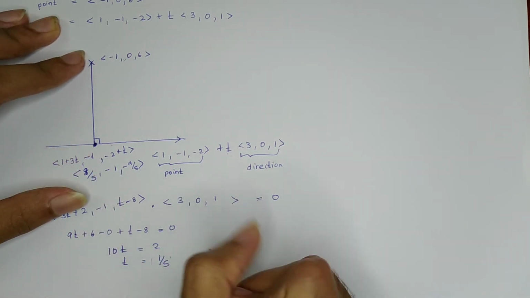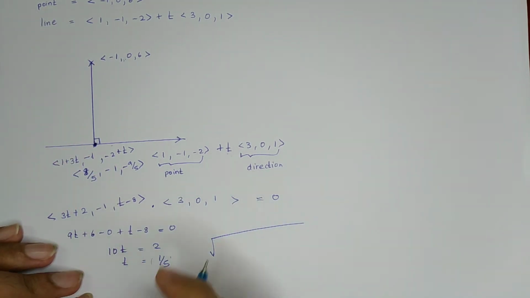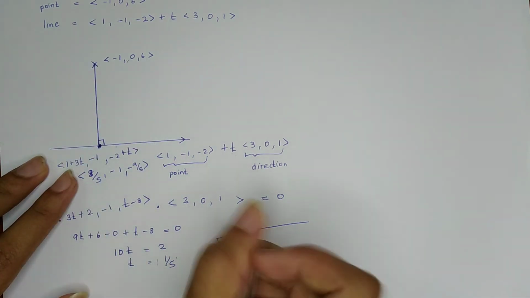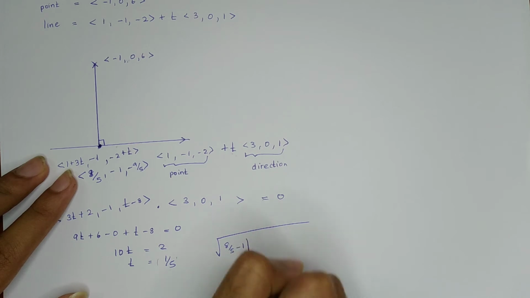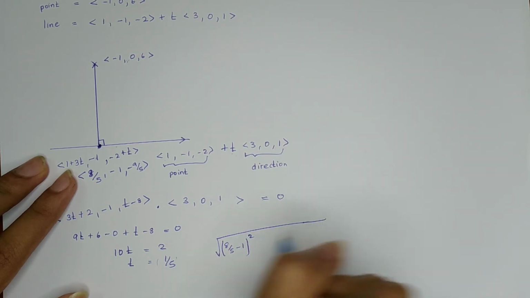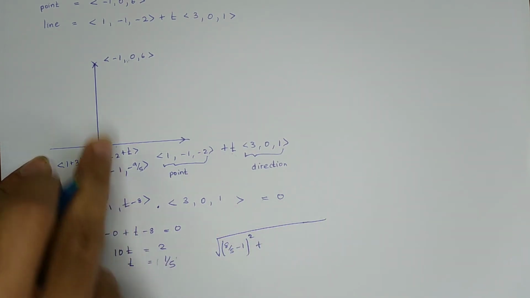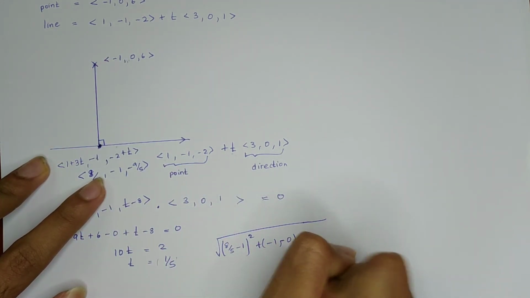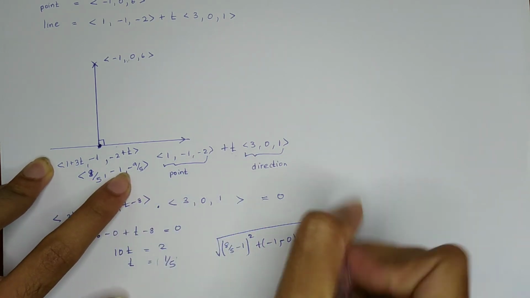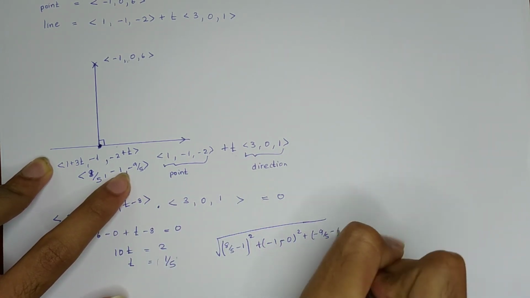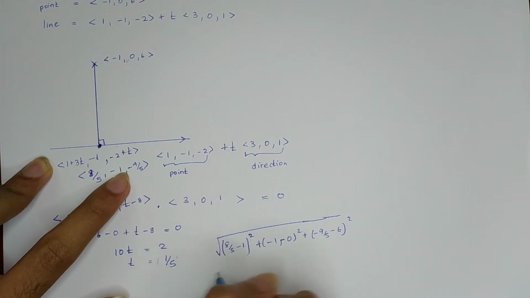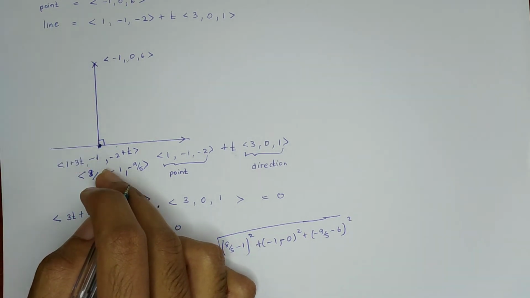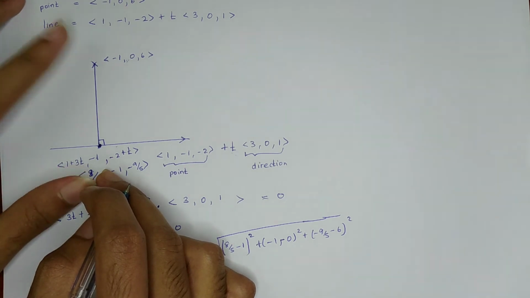For that, I'm going to simply use this equation. I'm going to deduct this x coordinate, 8 by 5 minus 1, and square it, plus I'm going to deduct minus 0 from this minus 1 and square it. After that, the z coordinates would be minus 9 by 5 minus 6, and square it. If you simplify this, you will be getting the distance between these 2 points. So that's the question they have asked.